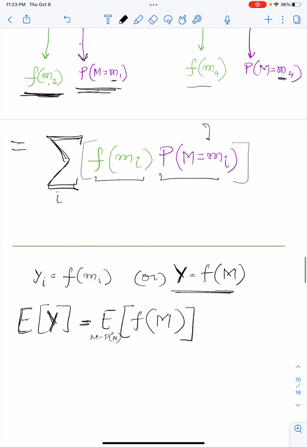And this again is the expectation of f of m. So again, as we said, expectation of something, and in our case this something is f of m, where we are sampling the values of m, or these possible values of m are actually following this probability, and this is the expectation of f of m.